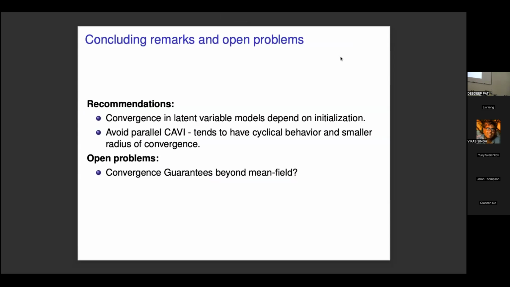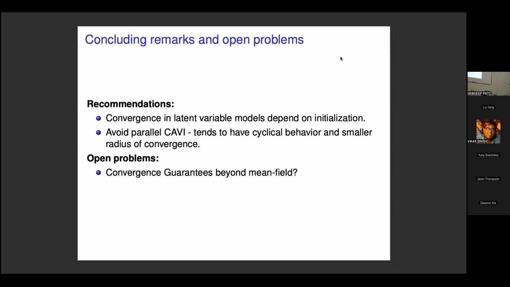So that's pretty much it. In terms of recommendation, you have to be careful in latent variable models if you're using a sequential algorithm. It depends a lot on the initialization. Unlike the common folklore that you should block variables in order to improve your mixing for MCMC, this doesn't really hold for variational inference. Try to avoid parallel coordinate ascent if you have lots of variables.